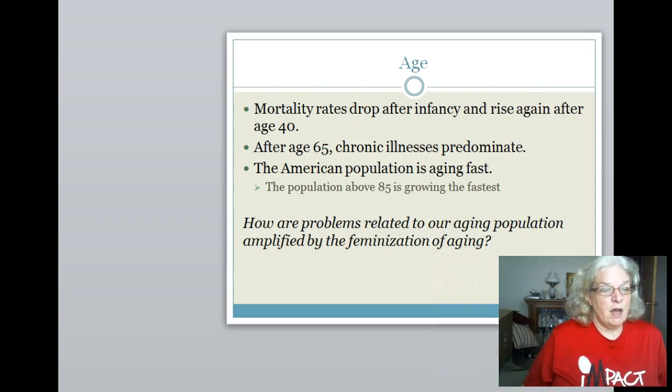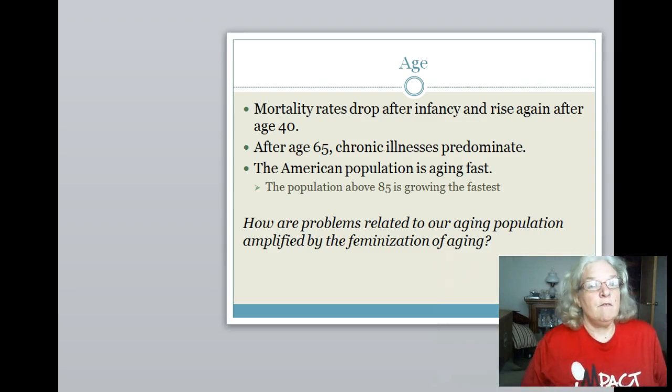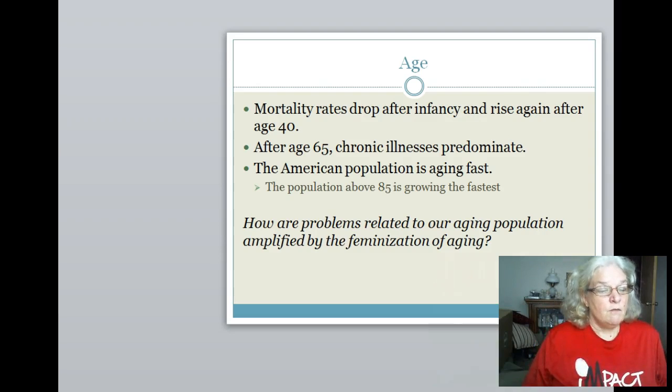Age is a significant factor. Mortality rates drop after infancy, but they rise after 40. And after the age of 65, chronic illness is prevalent. And we can spend a lot of time looking at the aging population, but those over 85 is the fastest growing population in the United States because people are living longer. And those 85 plus, about 50% face memory problems and severe chronic illness. We have a high percentage, about 10% report more than one problem with ADLs and IADLs.